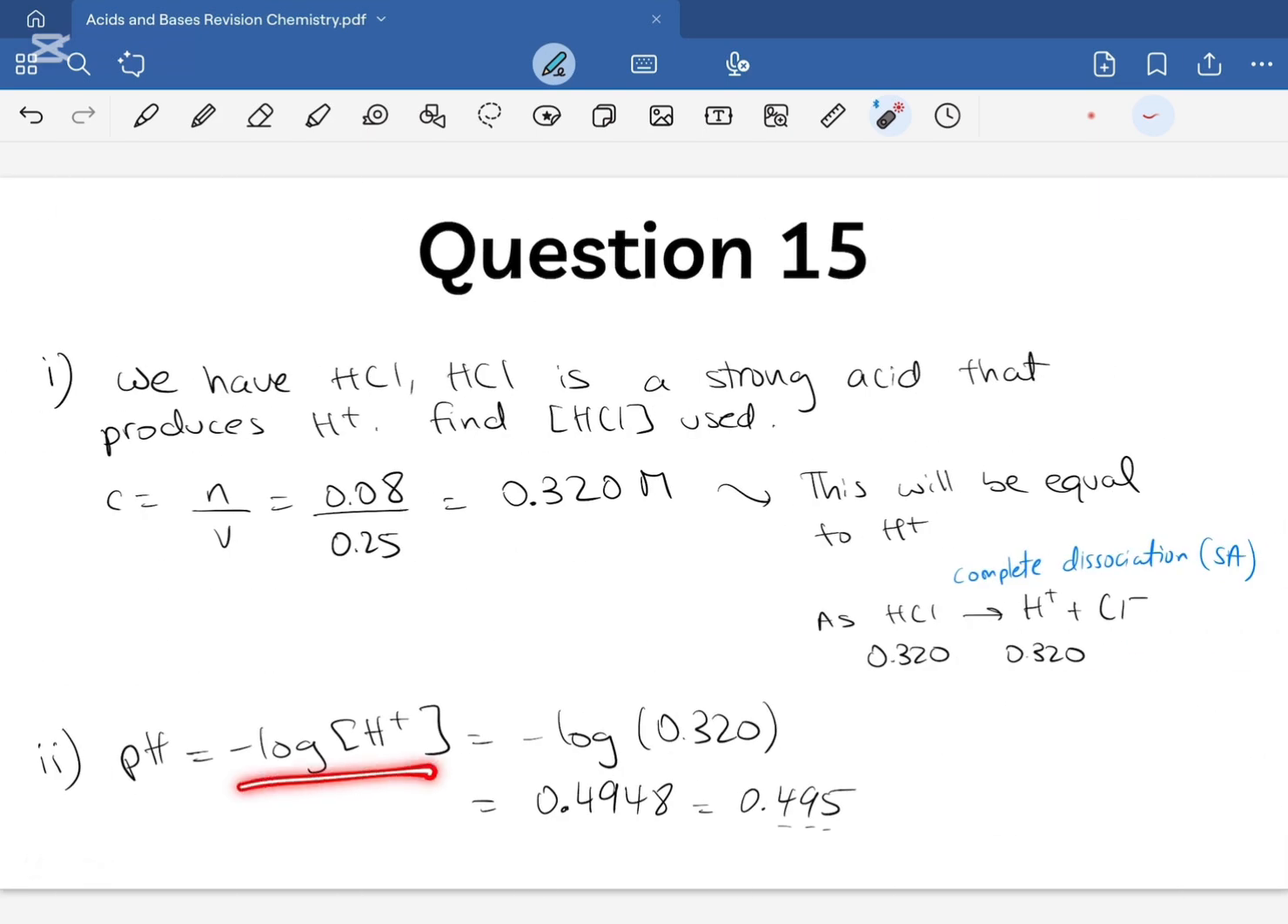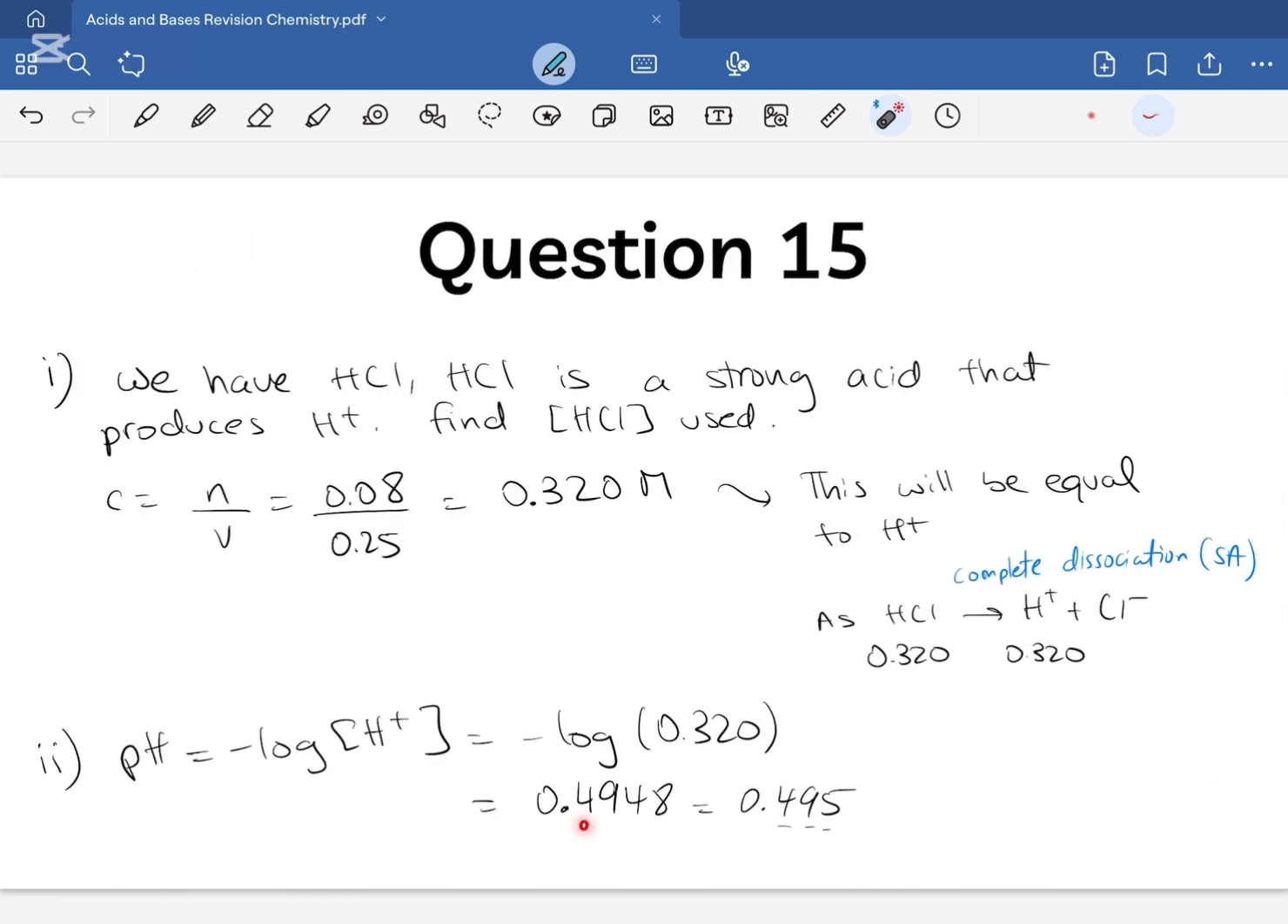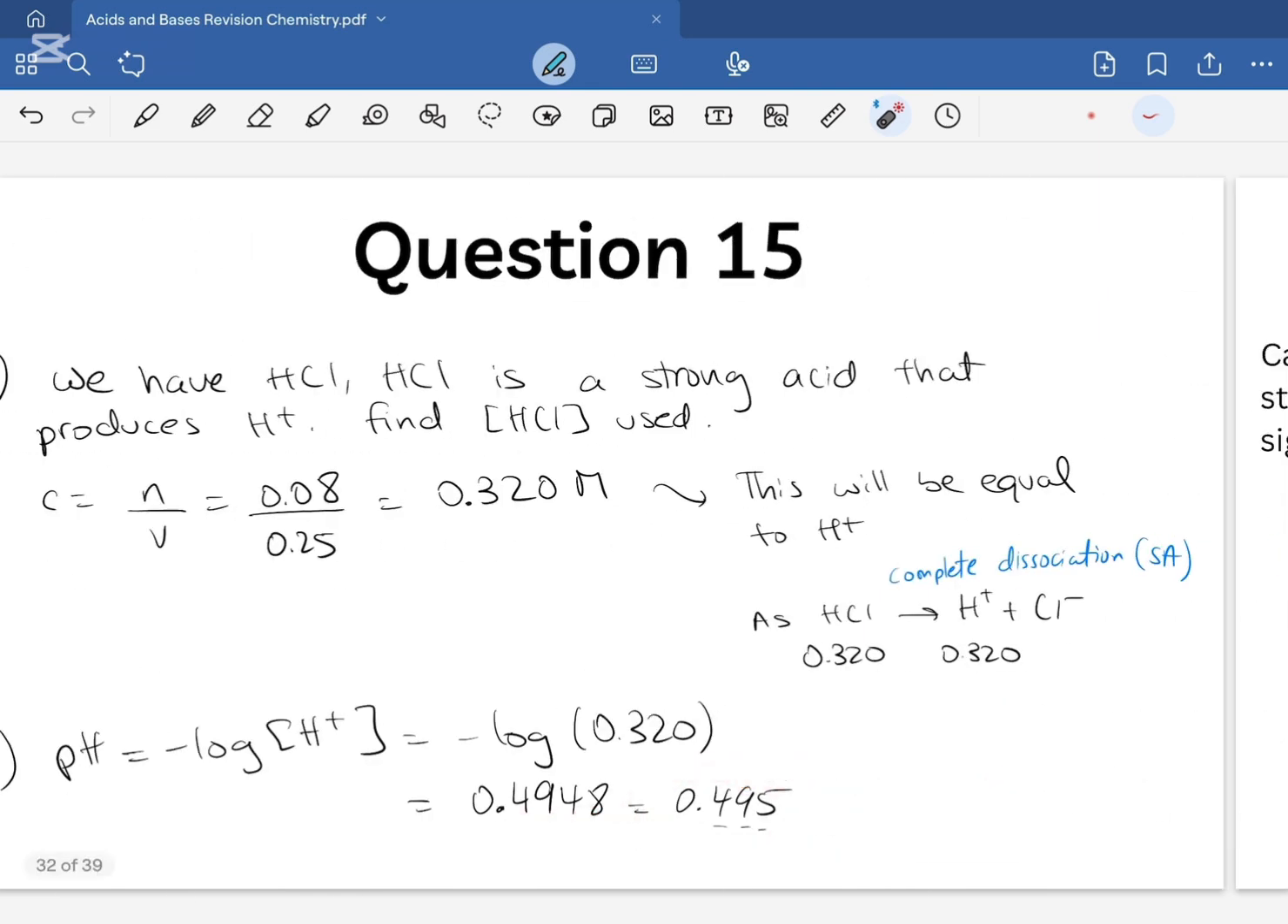Now, then they asked us to calculate the pH. The pH is minus log H plus, which will be minus log 0.320. It will be 0.4948. They need the answer to 3 decimal places. So 1, 2, 3. I need to round. It's going to be 0.495.